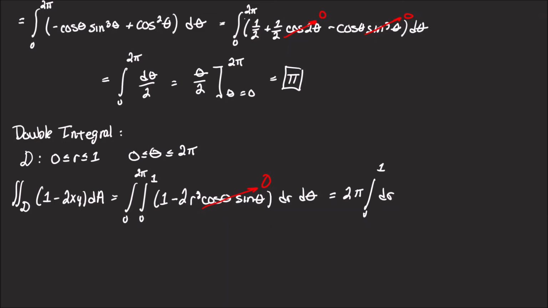My apologies, I forgot I need an r out here, so this is actually r dr. And this will give us pi r squared evaluated from r equals 0 to 1, which is just pi. As we can see, pi here, the line integral also gives pi. The verification is thus completed.